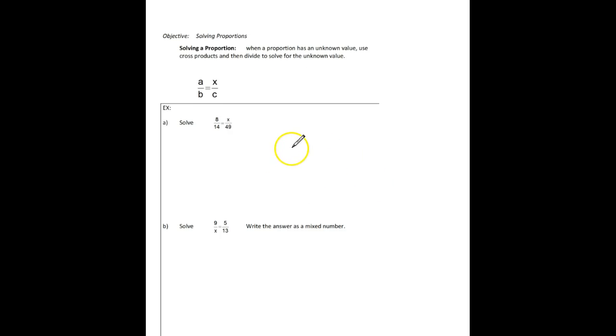So sometimes we will be given a proportion that has an unknown value, and we're going to use the cross products to figure out how to solve this. Okay? So in this case, I have 8 over 14, and that equals some unknown value x over 49. So what this tells me here is that, I should go back up here, I didn't put the formula. We use the cross products, a times c, and that will equal b times x.